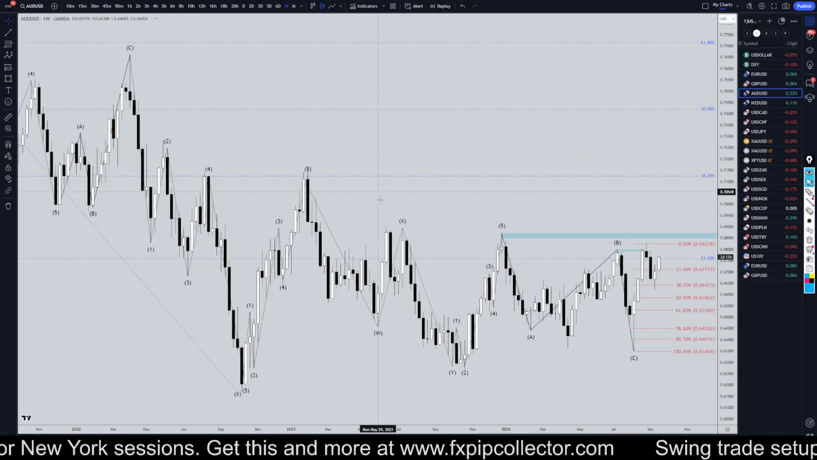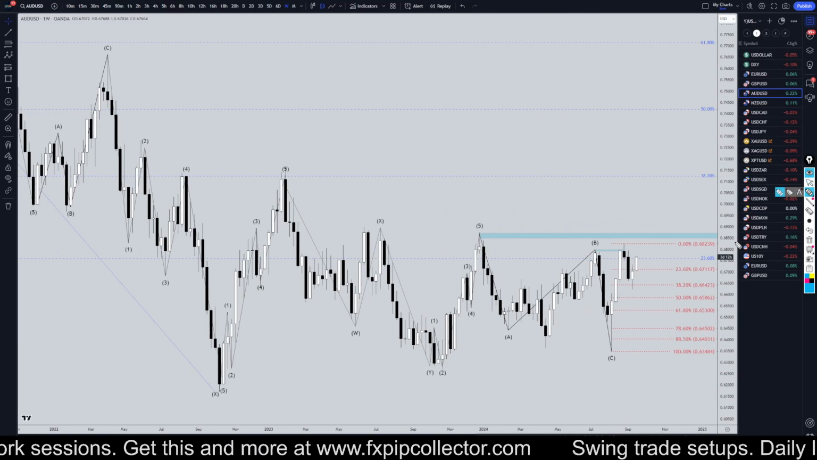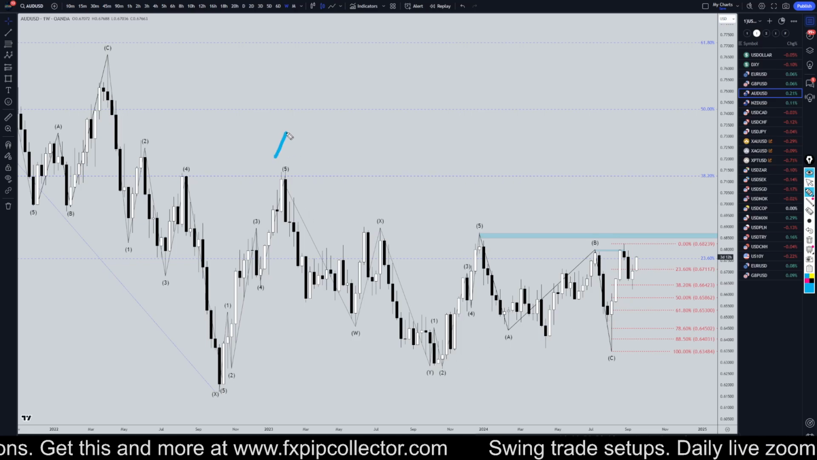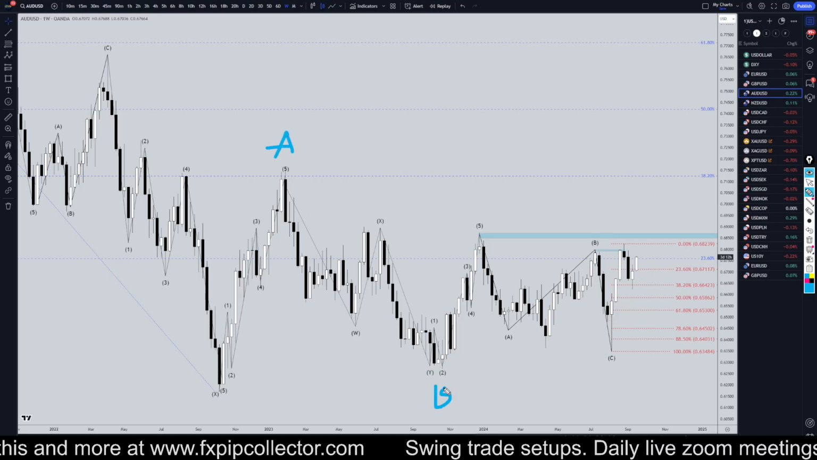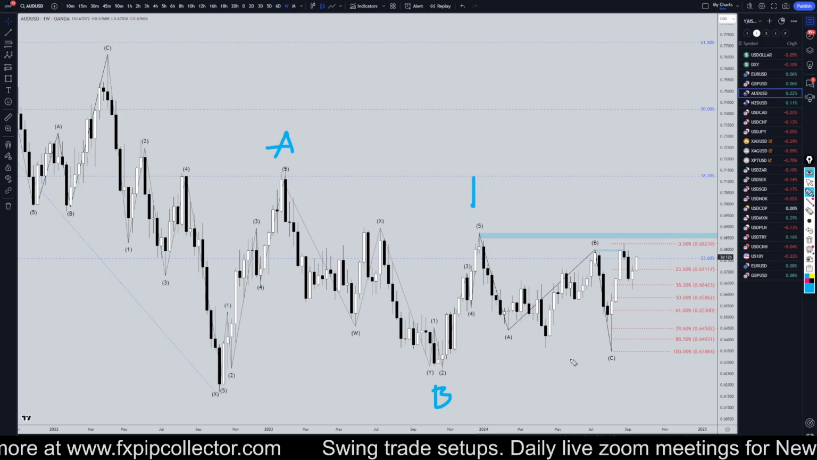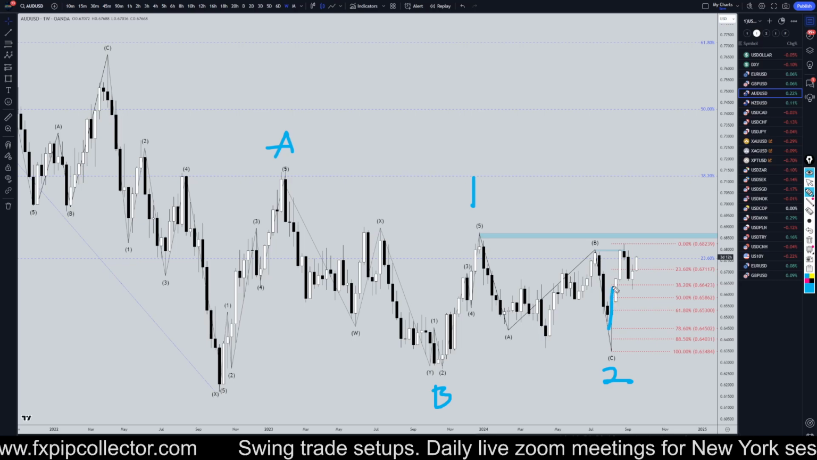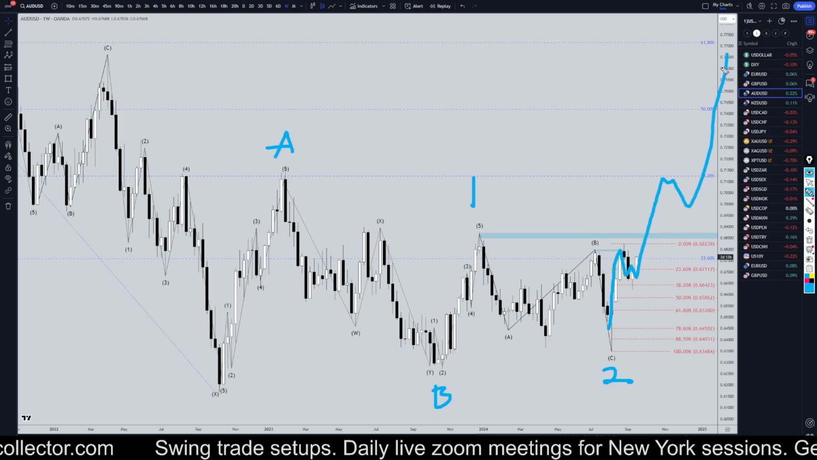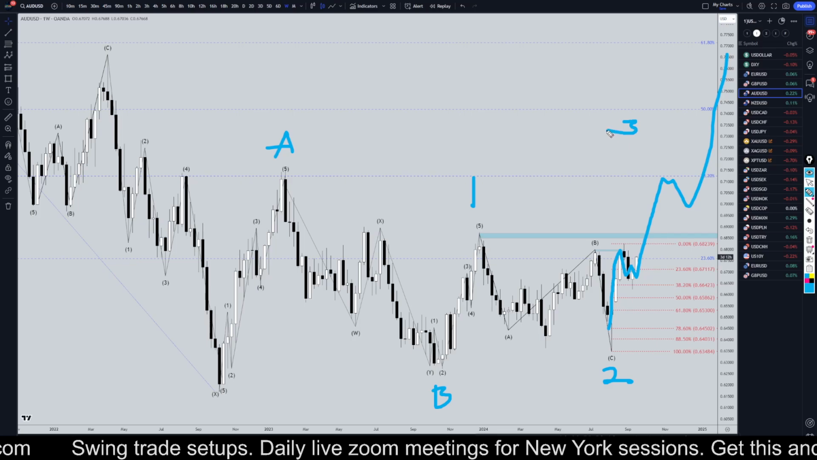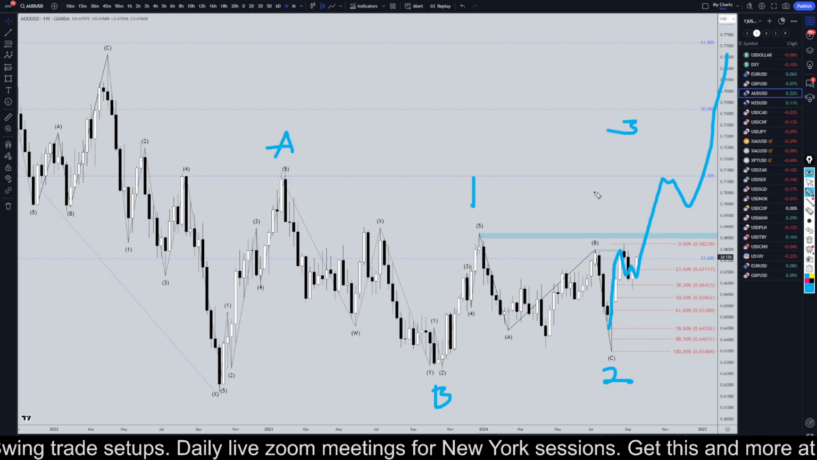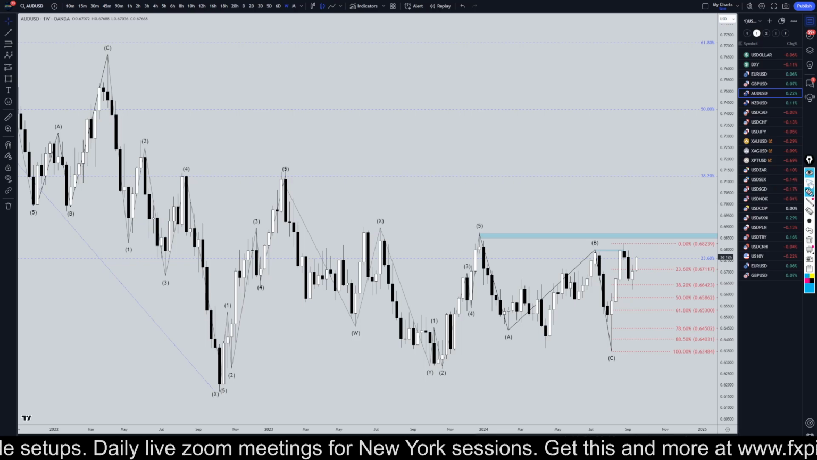So going down to the weekly time frame, I still think this is a wave A over here. I think this is a wave B. That makes this a wave 1. That makes this a big ABC of 2. And I think that we are likely already in this wave 3, and I think it's going to continue over the coming months to make higher highs, higher lows, to form that pattern I was showing on the monthly time frame.